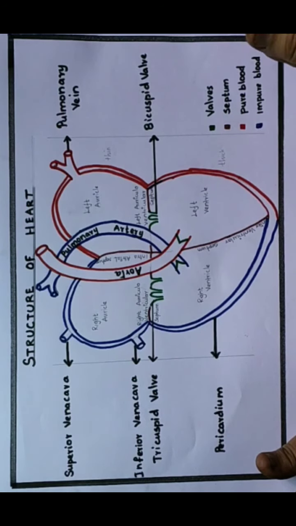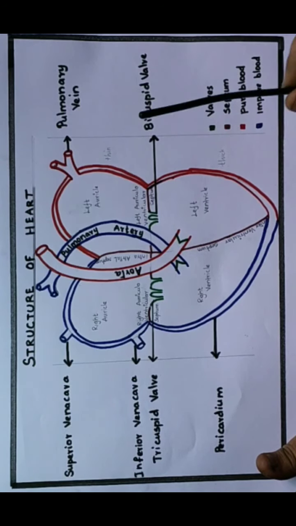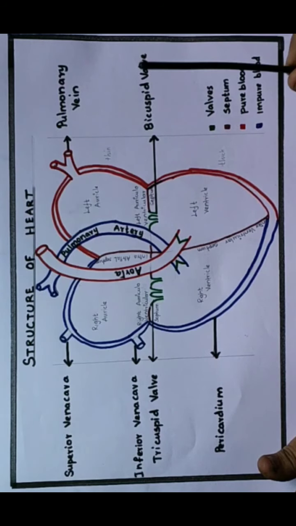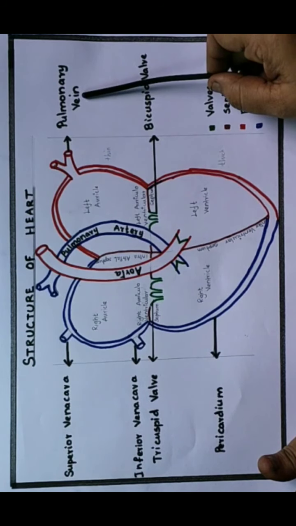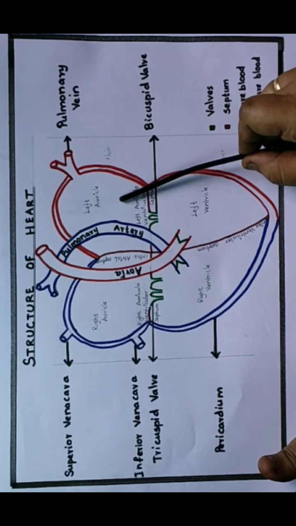2 more important points to be remembered. All the arteries carry the pure blood except pulmonary artery, which carries the impure blood to lungs. All veins carry the impure blood except pulmonary vein, which brings pure blood from the lungs to the heart.